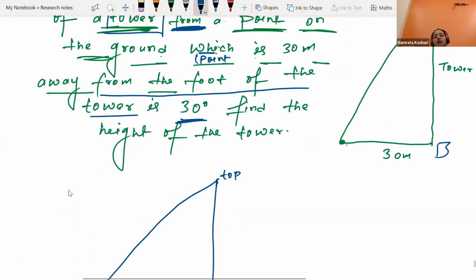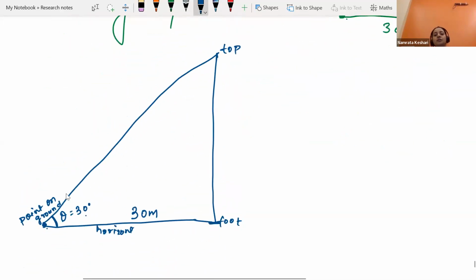Find the height of the tower. This tower, you can name it A, B, C. We realize after making the figure that it is just a right angle triangle, where side AB we have to find and side BC is given. The angle given over here is 30 degrees.